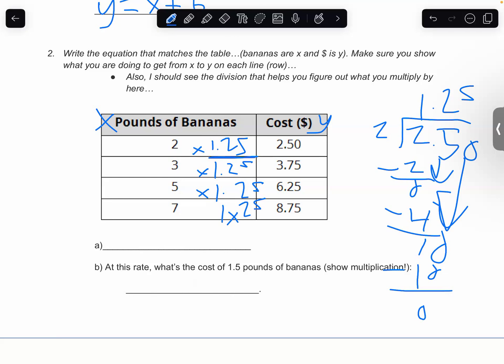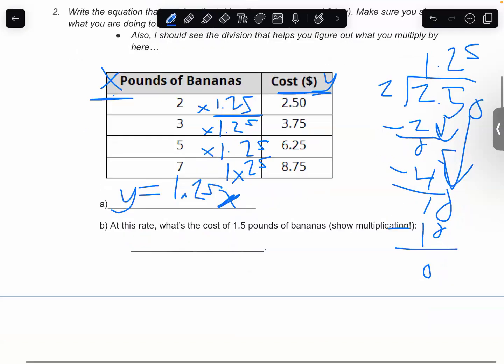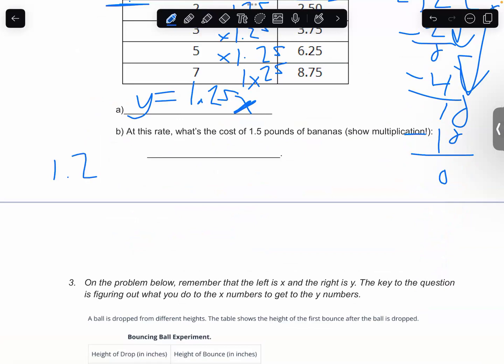All right. So the equation here is going to be y equals the dollars, $1.25, times whatever the x is. So the cost of bananas, y, is equal to $1.25 per pound times the number of pounds. So at this rate, the cost of 1.5 pounds of bananas, you need the decimal multiplication on your paper or whatever you're turning in.